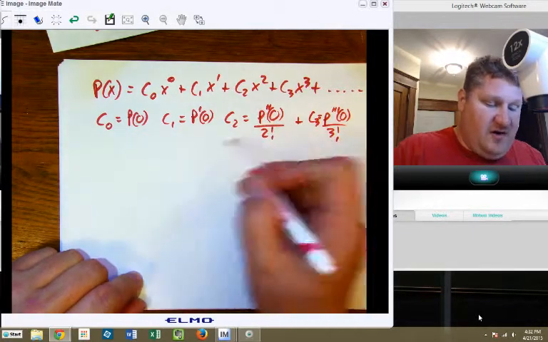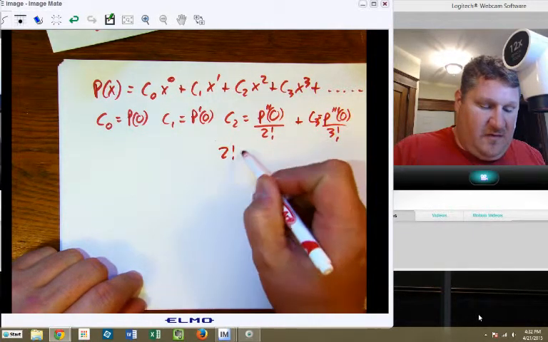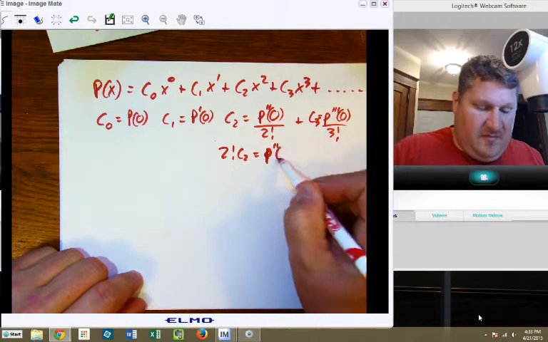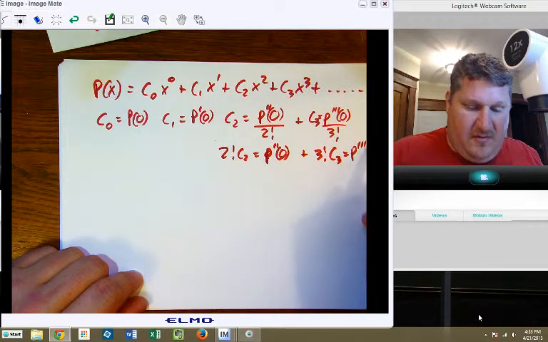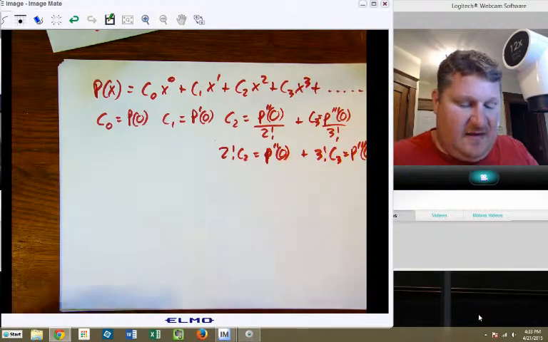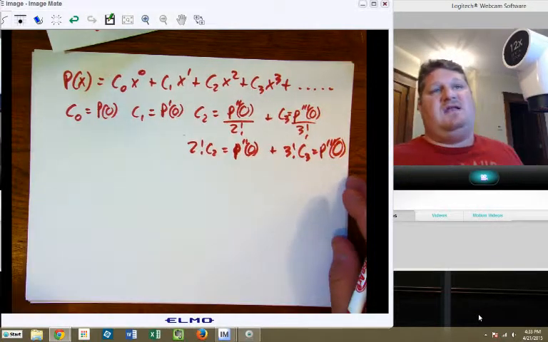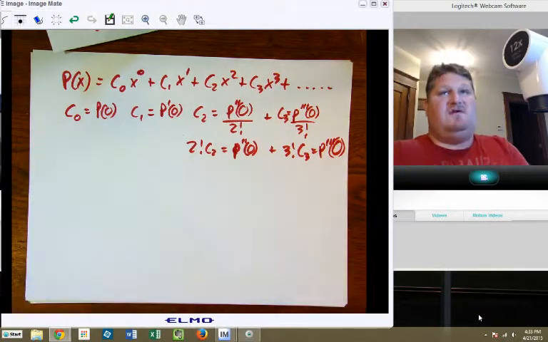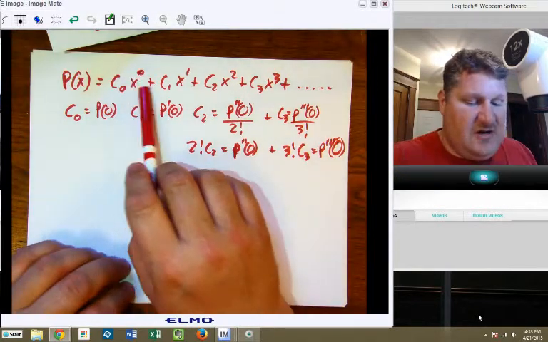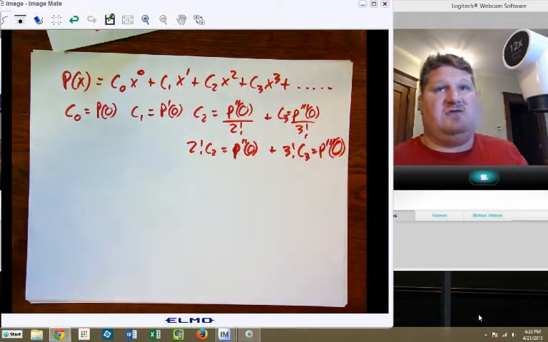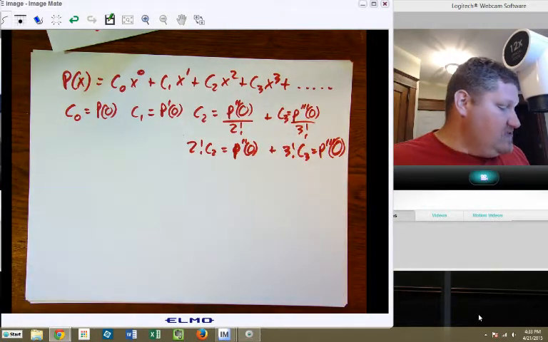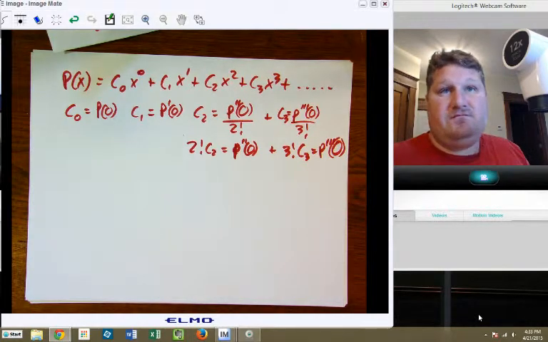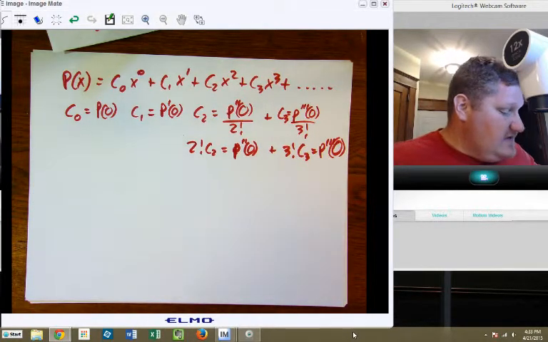Or you could write it alternatively, where 2 factorial C2 equals P double prime of 0 and 3 factorial C3 equals P triple prime of 0. So that is using and expanding power functions based on derivatives. So we say it can be used as a power function and we get the powers, but to get the coefficients, we have to use the successive derivatives. This is what we're going to be using to get some of these derivatives. Now, if we take a look at some of these other things, we will find that this is very much the case.